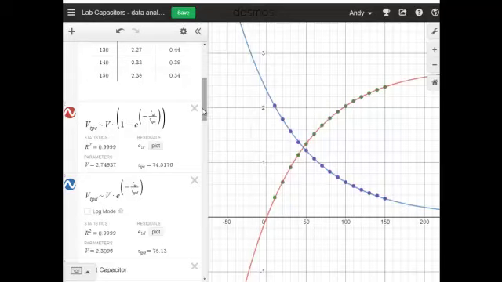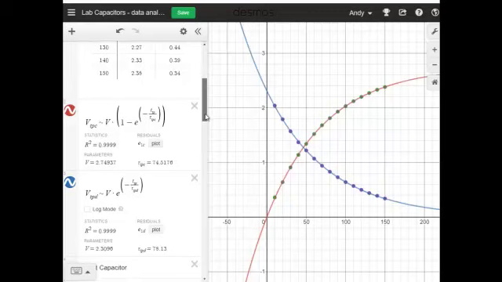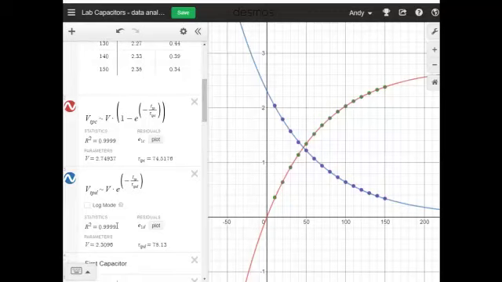All right, so let's look at the numbers over here. There is an R² value, which means that's how good the regression is. Notice I have a 0.9999, and that means my regression is virtually perfect. Same thing over here.